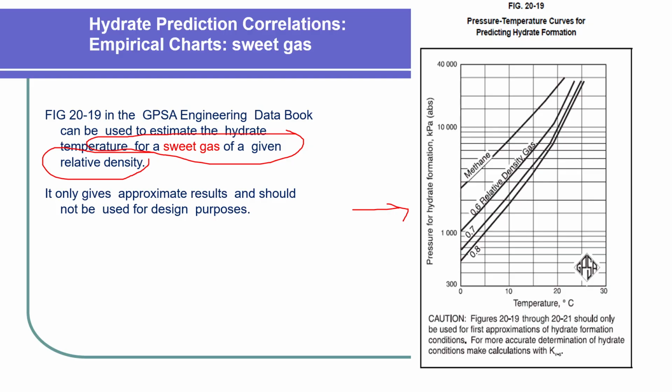These charts are used specifically for estimation purposes, not for design purposes, because this is considered a hydrate prediction correlation, or hydrate prediction chart, which is an empirical chart for sweet gas, and this is specifically for sweet gas. So on the x-axis you have the temperature, approximately in Celsius, and on the y-axis the pressure in kilopascals, and you can get it for different gases based on their relative density, for example. And as I mentioned earlier, this will not give you an exact value for the temperature. It will give you an approximate temperature that you can use mainly for prediction, not for design purposes.